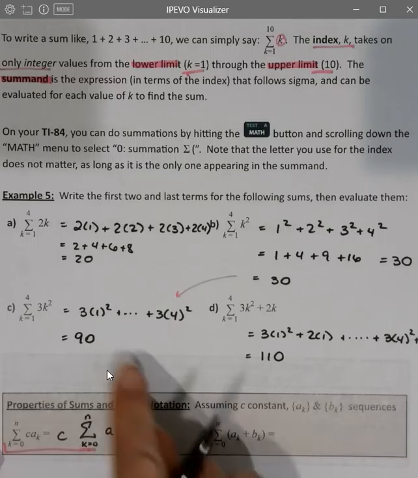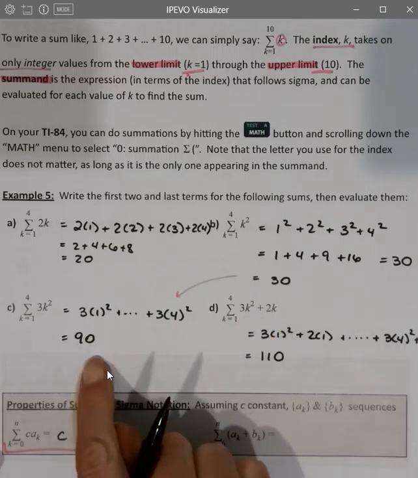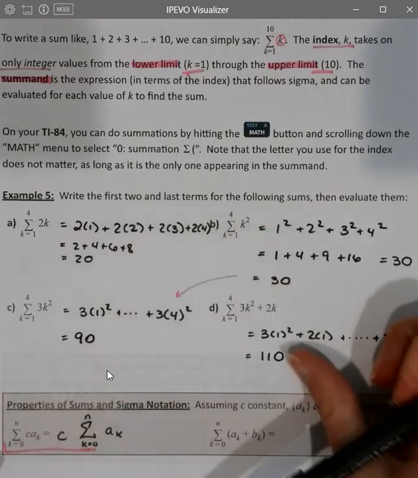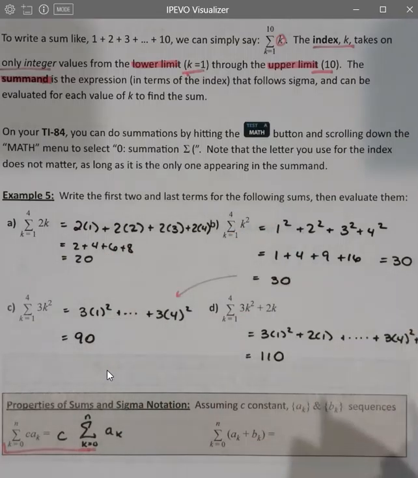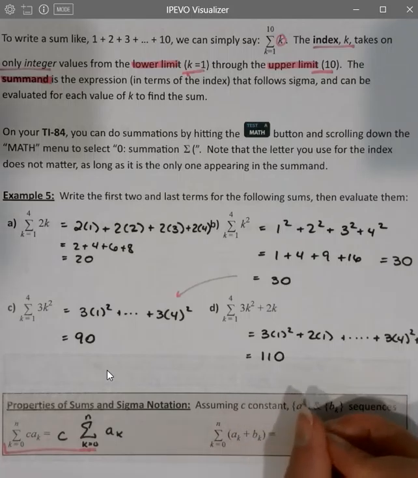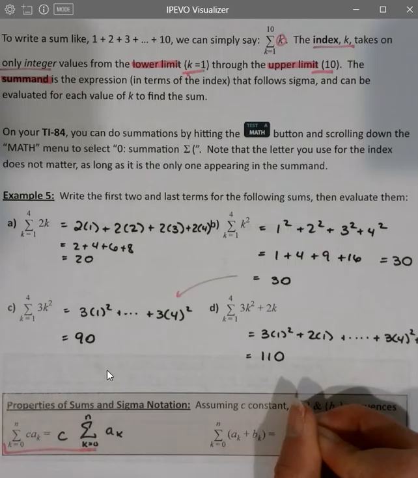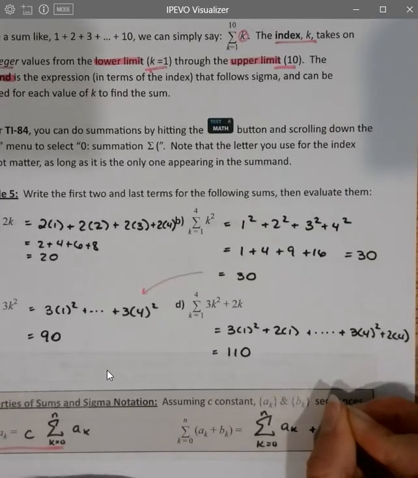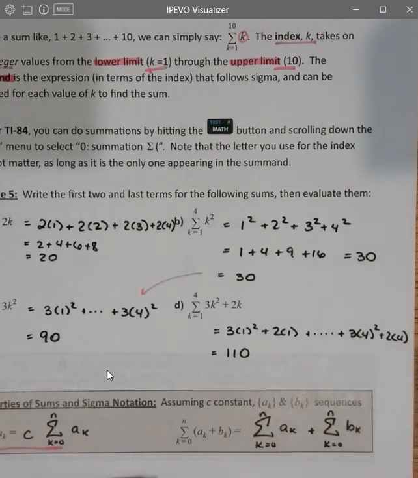And then if we did the sum of 3k squared, we got 90. The sum of 2k, you got 20. 90 plus 20 is 110. So no surprise, this one came out to be 110. So if two sums exist, you can do the two sums separately. So this would be broken down into the sum k equals 0 to n of a sub k plus the sum k equals 0 to n of b sub k. You can do the two sums separately or together, depending on which one is more advantageous.